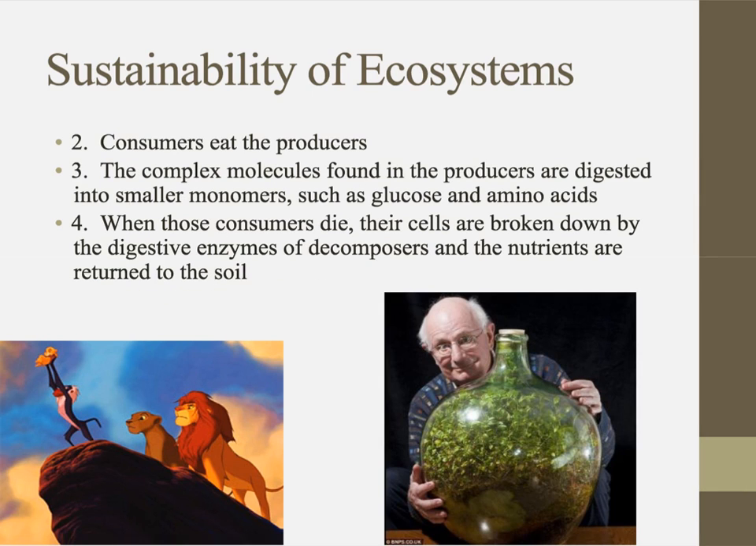From there, consumers, like animals, are going to eat the producers. So whatever was in the producers then gets transferred to the consumers. Those complex molecules are digested into smaller things like glucose or amino acids. When those consumers die, their cells are broken down by decomposers, and then those nutrients are returned back to the soil. So we get this cyclical nutrient cycle.